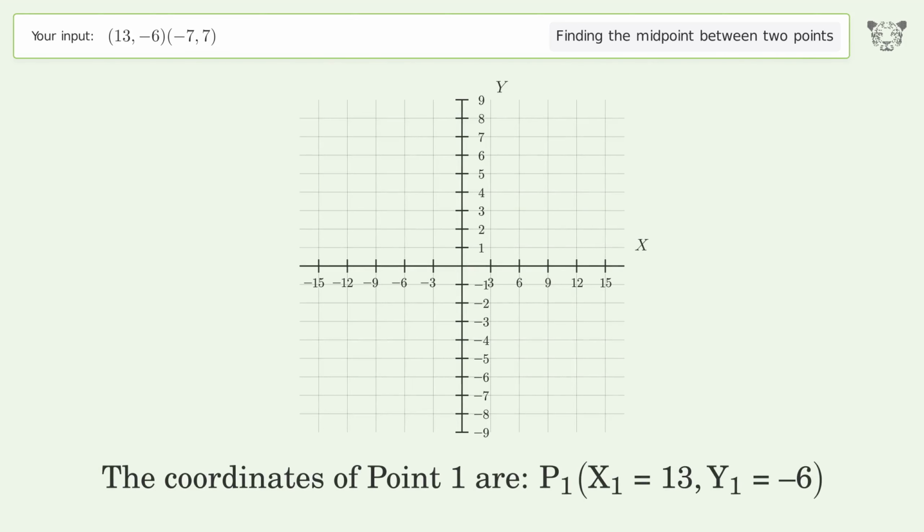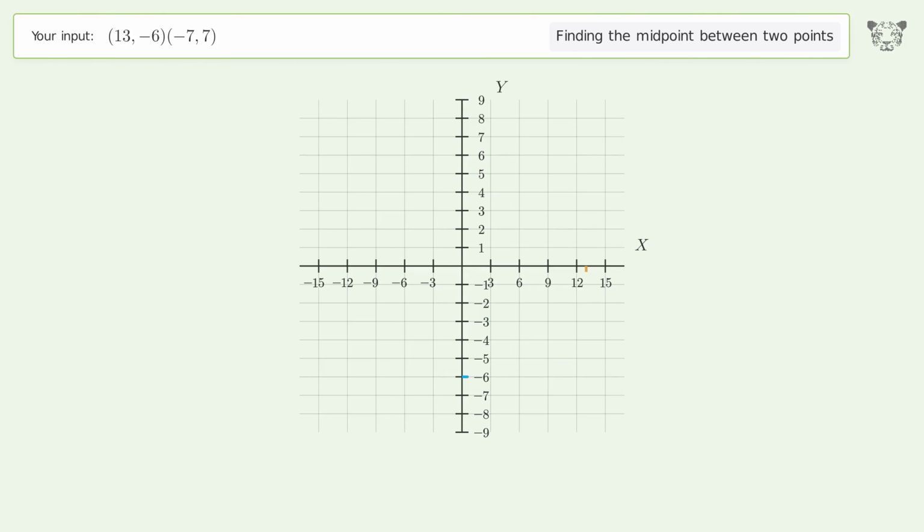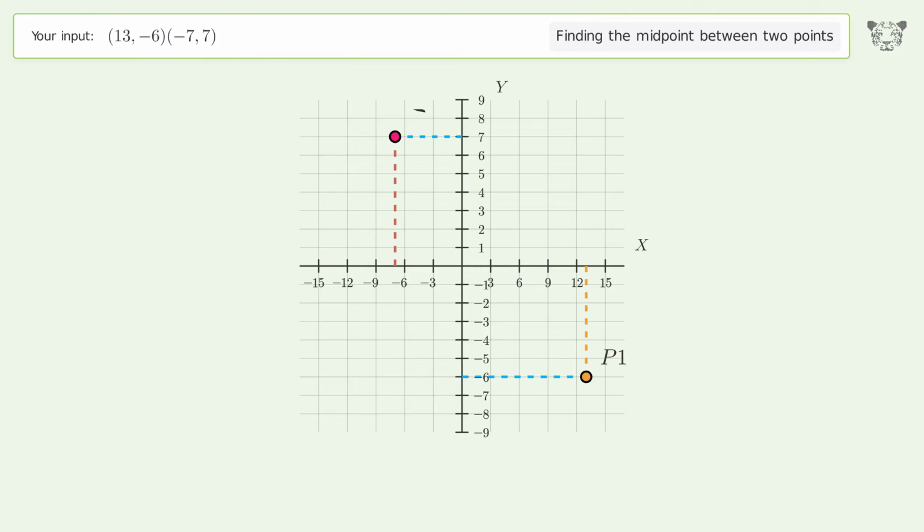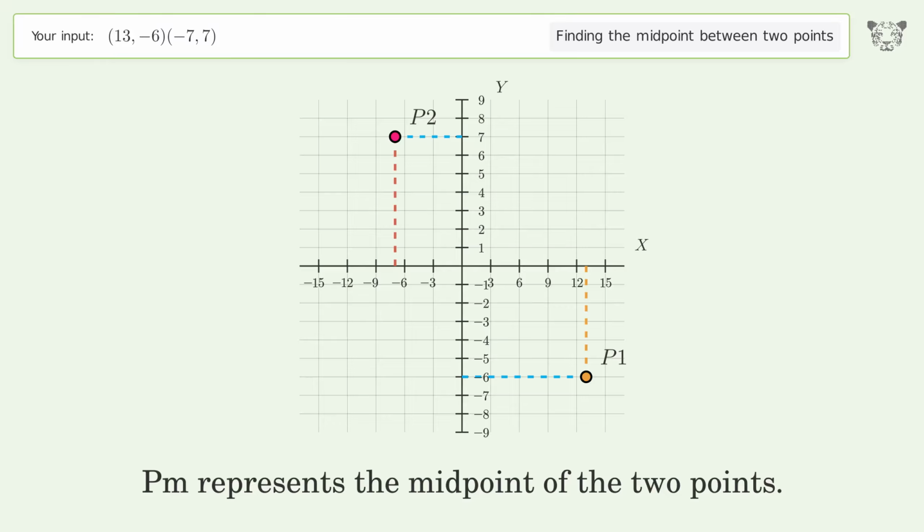The coordinates of point 1 are, x1 equals 13, y1 equals -6. The coordinates of point 2 are, x2 equals -7, y2 equals 7. PM represents the midpoint of the 2 points.